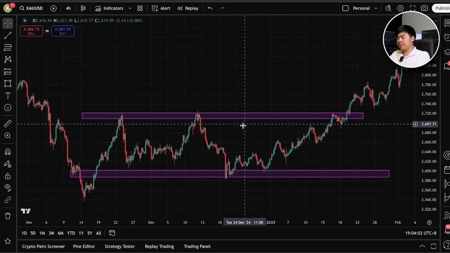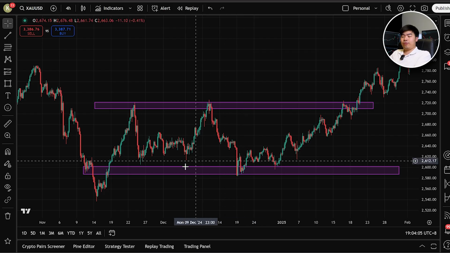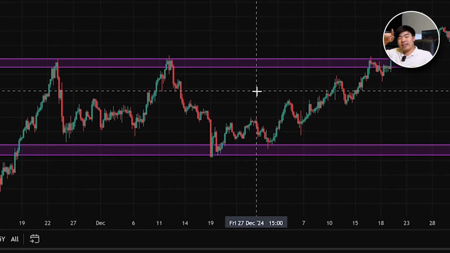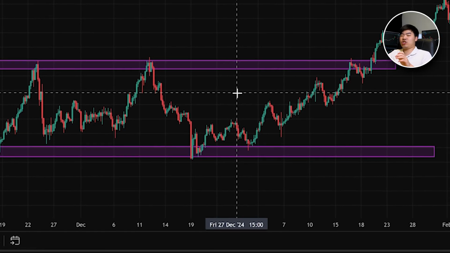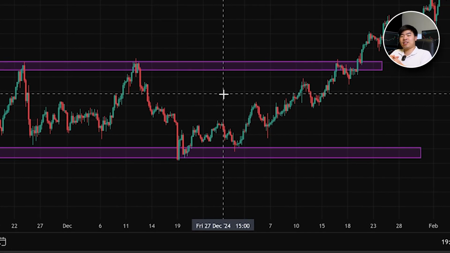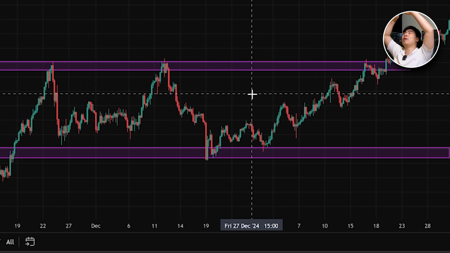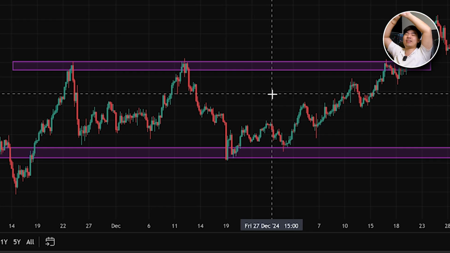Okay, let's begin. So, what is support first? Support is an imaginary floor where the prices tend to bounce upward when it touches that level. And resistance is the opposite. It's an imaginary ceiling where prices tend to bounce downward if it touches that level.